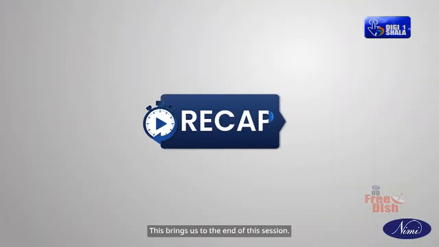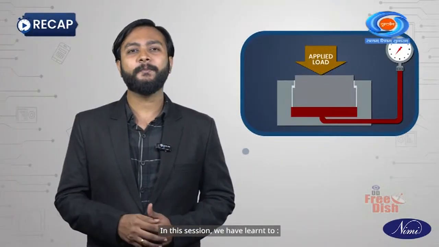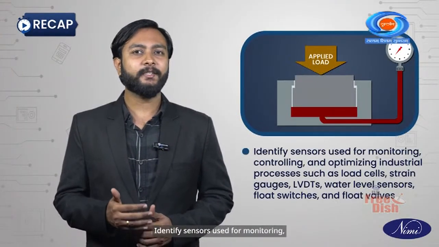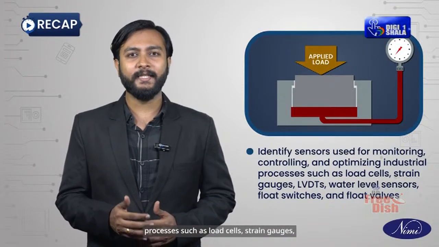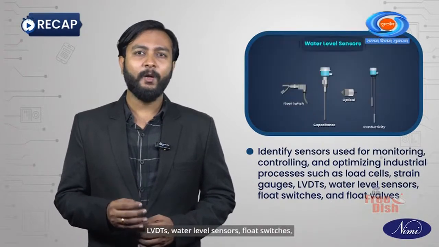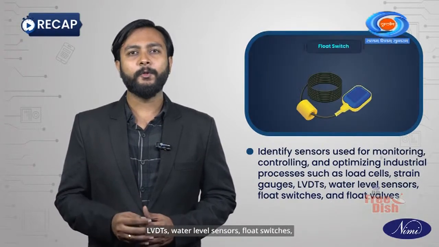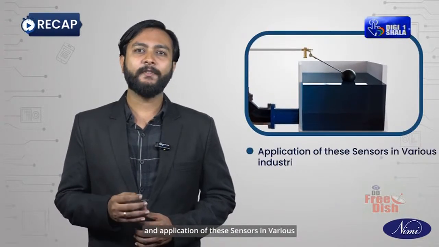This brings us to the end of this session. In this session, we have learned to identify sensors used for monitoring, controlling, and optimizing industrial processes such as load cells, strain gauges, LVDTs, water level sensors, float switches, and float valves, and application of these sensors.